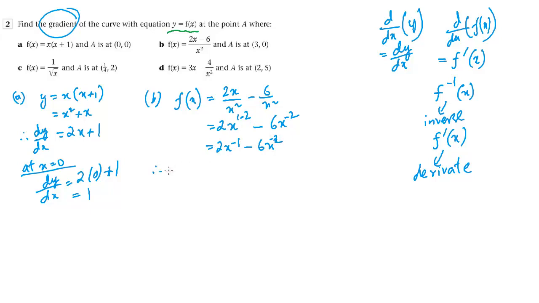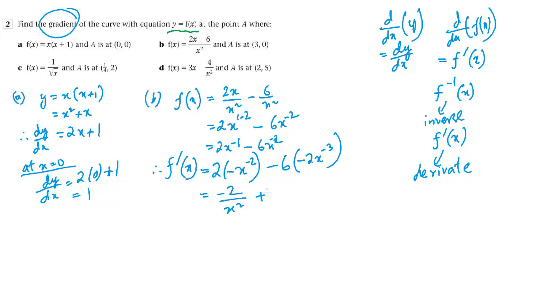So the derivative or the gradient, d by dx of f(x), is f prime x. So 2, this will be minus x to the power minus 2, minus 6, this will be minus 2 x to the power minus 3. Minus 2 minus 1 is minus 3. Let me write this down as positive powers. So this becomes minus 2 over x squared. Minus 6 into minus 2 becomes plus 12 over x cubed.